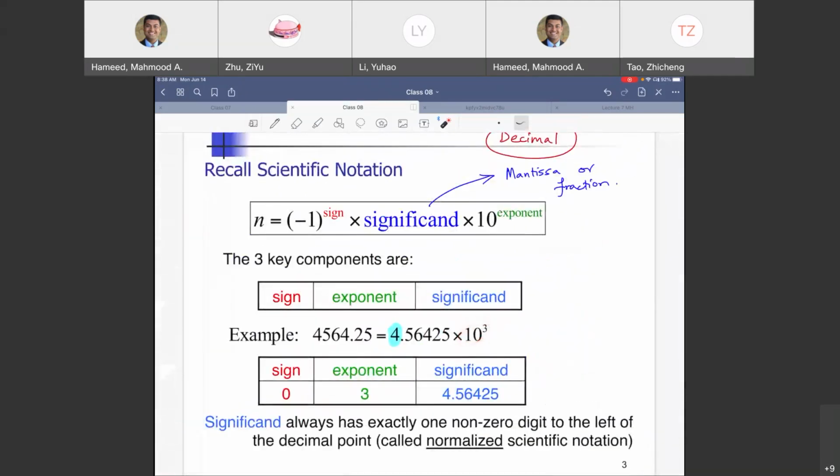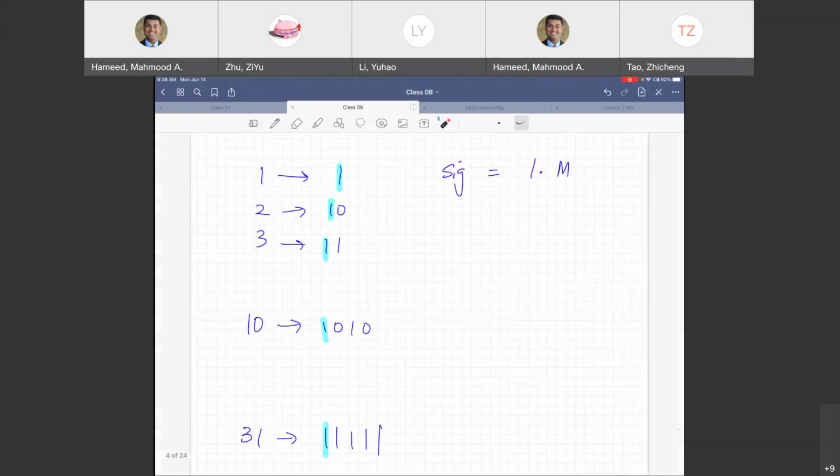Times 10 to the 3. So my exponent is 3. So if I write those numbers down, I've got sign as 0, I've got exponent as 3, and then I've got my significand as this number here. So a couple of things. Significand always has exactly one non-zero digit to the left, and it is called normalized significand. So that's called normalization. If there are normals, there are also denormals. So denormals are numbers that are really, really small, in which the most significant bit cannot be a 1. We'll talk more about that as well.